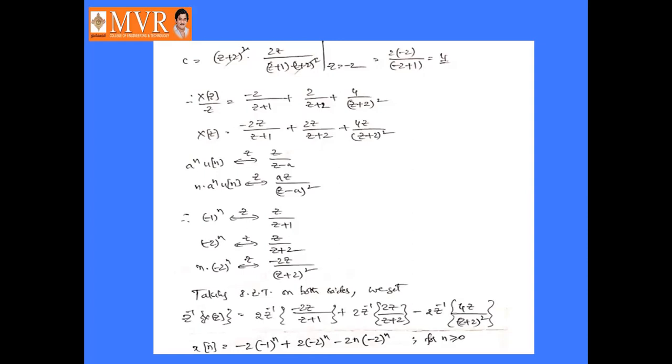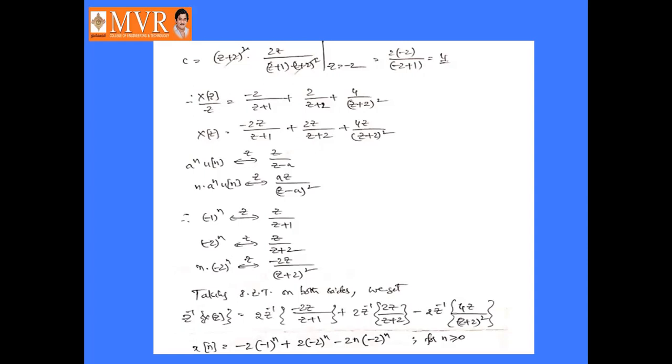As we already know, the Z transform of a power n into u of n is z by z minus a. But here it is given as z by z plus 1, so a is minus 1. Then it is a power n into u of n, that is minus 1 whole power n into u of n. Similarly, the Z transform of n into a power n, u of n, is a z by (z minus a) whole square. So a is minus 2. The Z transform of minus 2 whole power n is z by z plus 2, and the Z transform of n into minus 2 whole power n is minus 2z by (z plus 2) whole square.